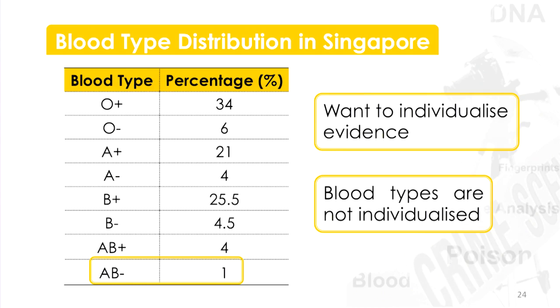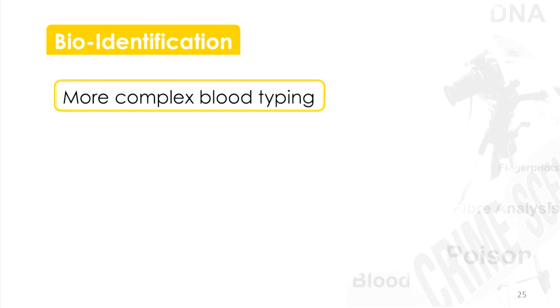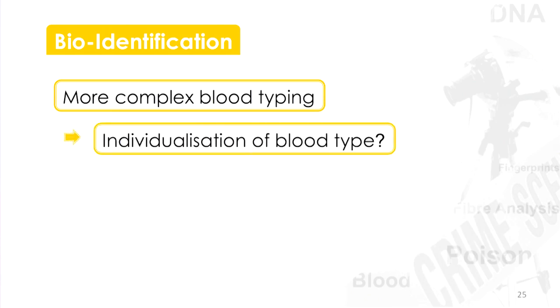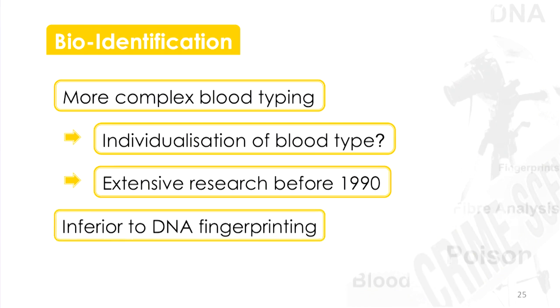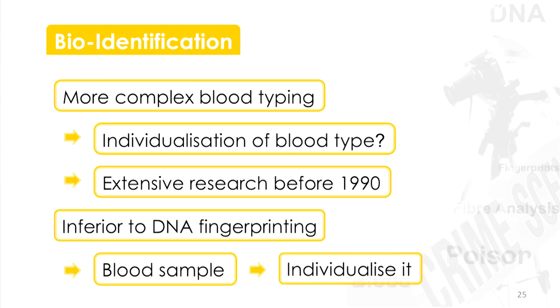Well, to address this problem, studies were carried out on the less common antigens to try and get towards individualization of blood type. And a lot of work was done on studying these antigens. But then everything changed. In 1990 or so, DNA technology was introduced. And DNA technology means that you can take a blood sample and you can individualize it. And therefore, all this research into the forensic uses of these minor antigens stopped because it had been superseded by DNA.